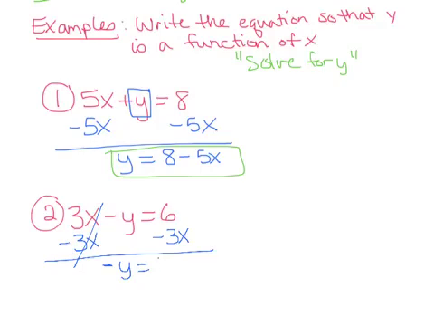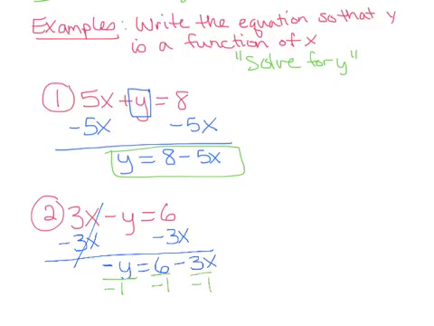Then you get 6 minus 3x. So you are not finished. Now you need to get rid of that negative with the y. The only way that you can really do that is to divide that y by negative 1. Since you do that to one side of the equal sign, you have to do that to everything on the other side of the equal sign.